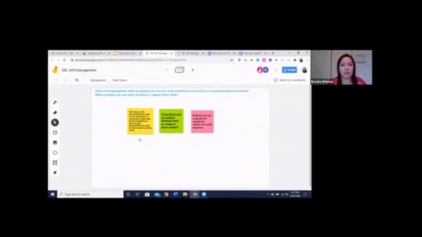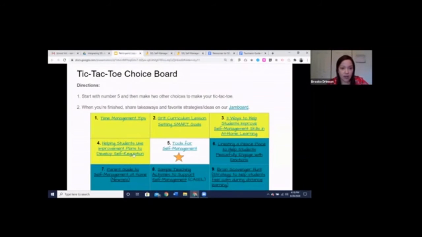Something in a resource that Linda shared, I don't know if anyone checked that out, was a bunch of different improvement plans for students to complete, and I thought that those were really smart, and those are linked in one of the articles on the choice board, just ready to go. I think it was the one on helping students use improvement plans to develop self-regulation. There's a link in there to some PDFs, and those are ready to go for students. So I think something like that could be really useful for at-home learning as well.